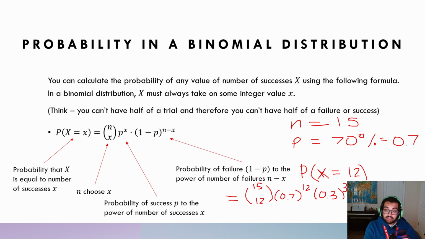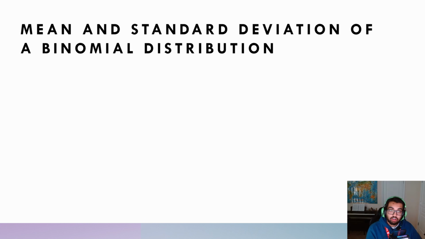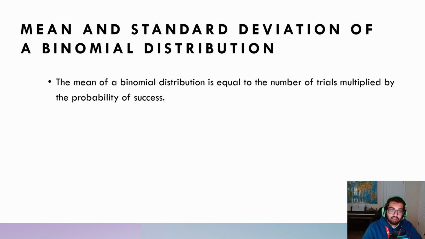There's about a 17% chance that I'm going to hit 12 out of 15 kids with apples, given that I have about a 70% success rate. So let's talk about the mean and standard deviations for the binomial distribution. The mean of a binomial probability distribution is really easy. It's n times p. The average number of kids that I'm going to hit out of 15 tries is 10.5.